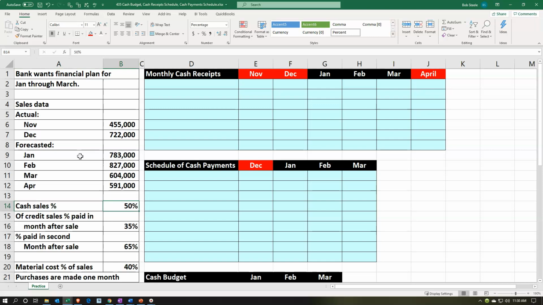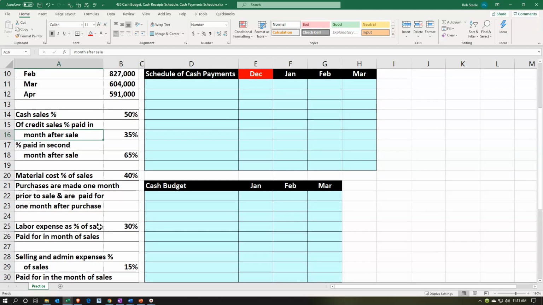50% are going to be cash sales. So of the sales, 50% will be cash, and 50% will be credit sales, sales that go through accounts receivable. Of the credit sales, percent paid in the month after the sale. So of the 50% of the sales that are credit sales, we're going to say 35% of those sales are paid the month after the sale is made. So we make the sale in one month, we collect the cash in the following month, and 65% are paid in the second month after the sale. If we add these two up, that gives us, of course, 100%.